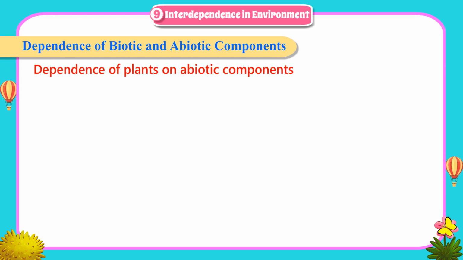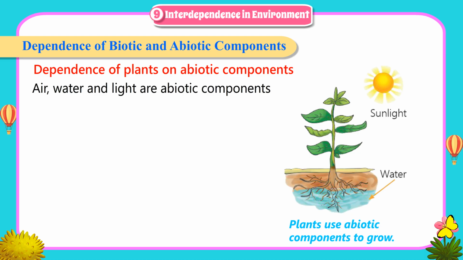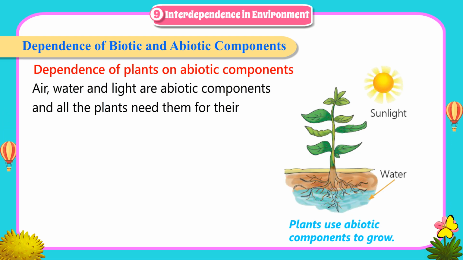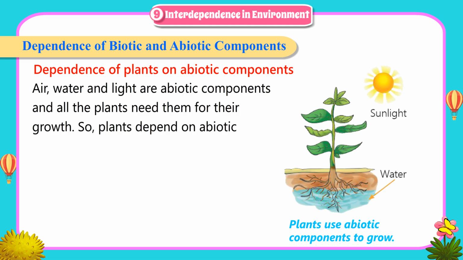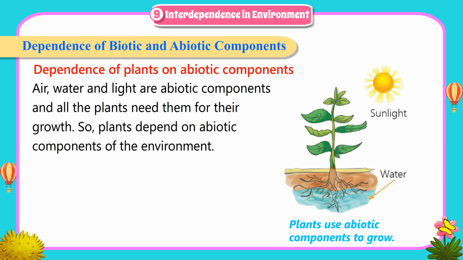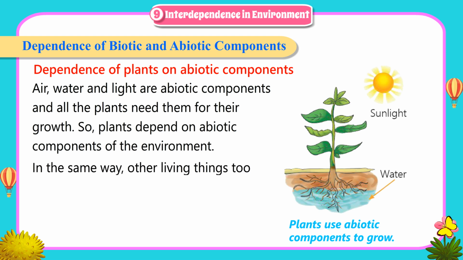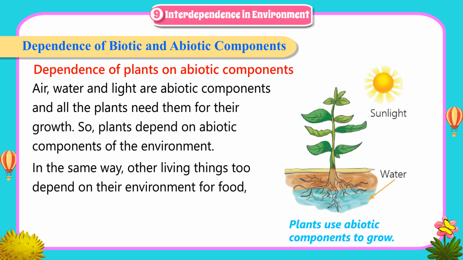Dependence of plants on abiotic components. Air, water and light are abiotic components and all the plants need them for their growth. So, plants depend on abiotic components of the environment. In the same way, other living things too depend on their environment for food, water and air.